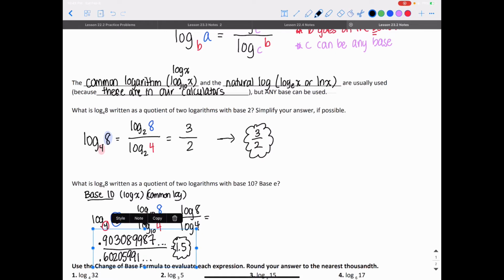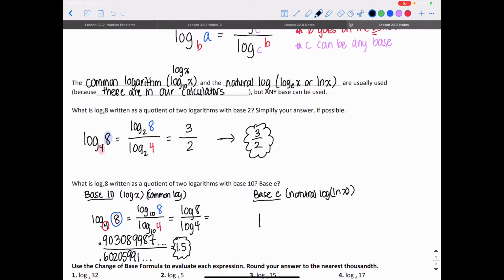Okay, I did not leave enough space. I'm gonna move this over here. The next thing I'm gonna do is base e. So I'm gonna convert to base e. I can do that as well if I want to put something into my calculator. This is the natural log, and it's ln of x in your calculator.